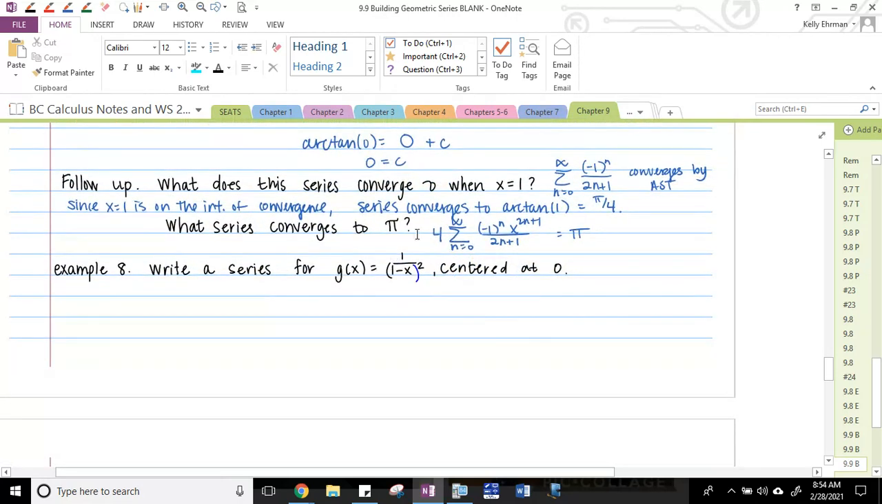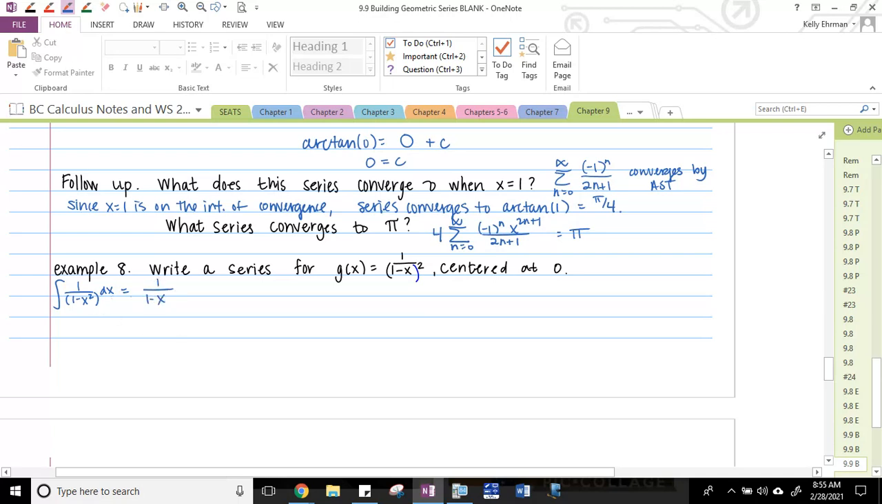Write a series for g of x equals 1 over 1 minus x squared, centered at 0. All right, so this is kind of going into another relationship that we're looking at. This isn't something that we can just build. It's not like saying just plug in an x squared here. But what is the relationship between 1 over 1 minus x and 1 over 1 minus x squared? 1 over 1 minus x squared is the derivative of 1 over 1 minus x. So the integral of 1 over 1 minus x squared is equal to 1 over 1 minus x.